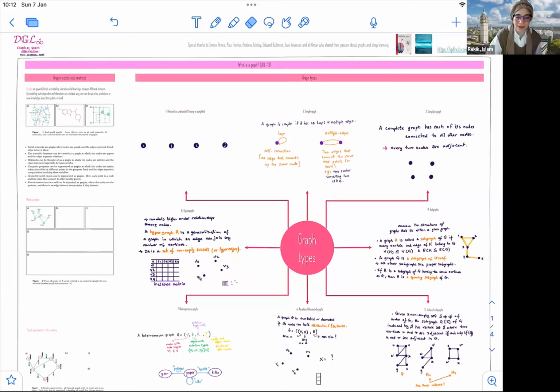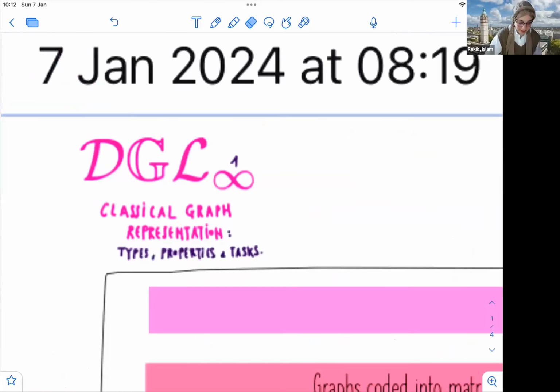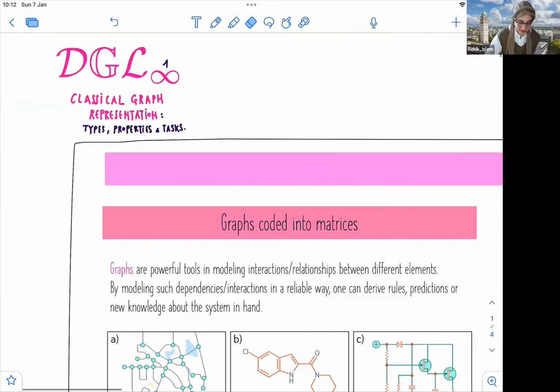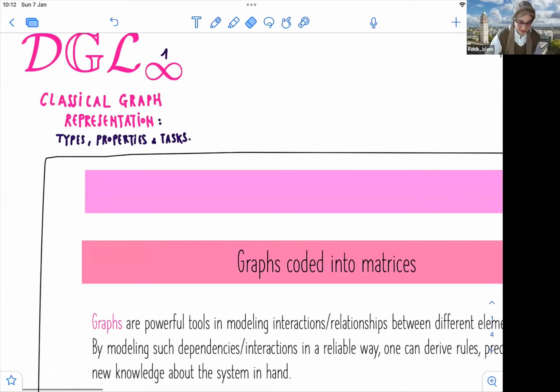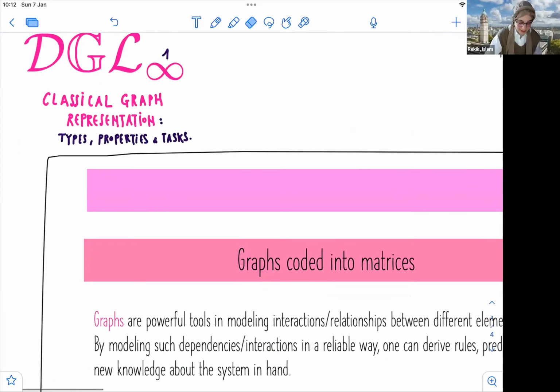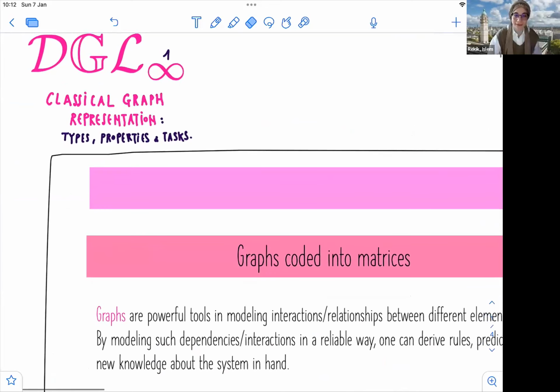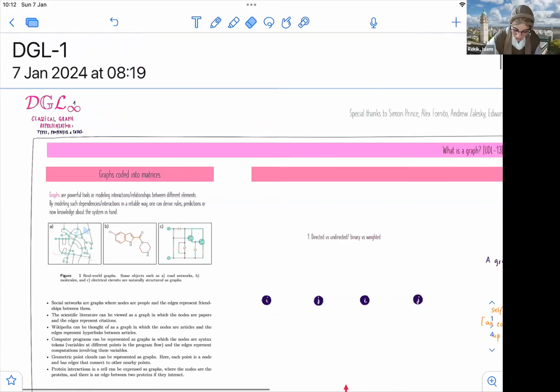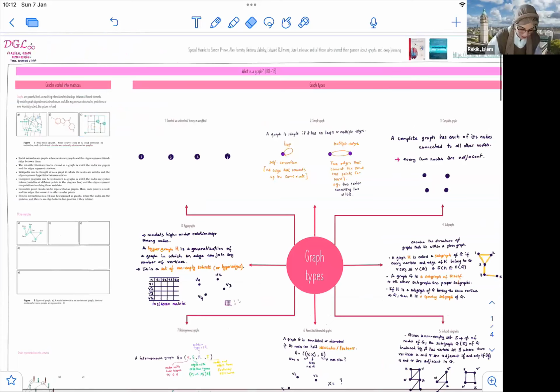So today we will learn about some foundational aspects and properties of graphs. This is an introduction into the classical world of graphs and graph presentation. We will look at graph types, properties, and graph learning tasks. So let's start first with graphs.